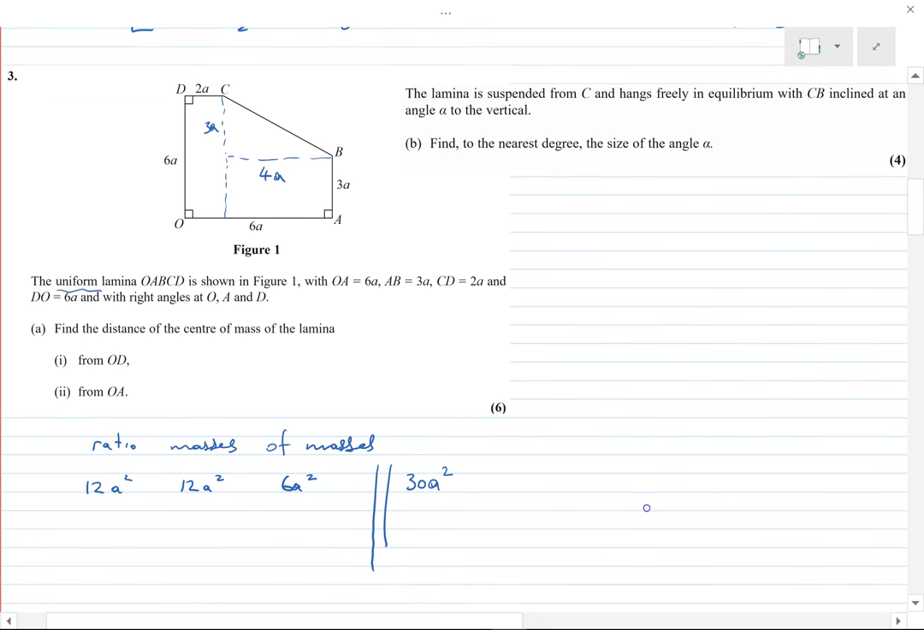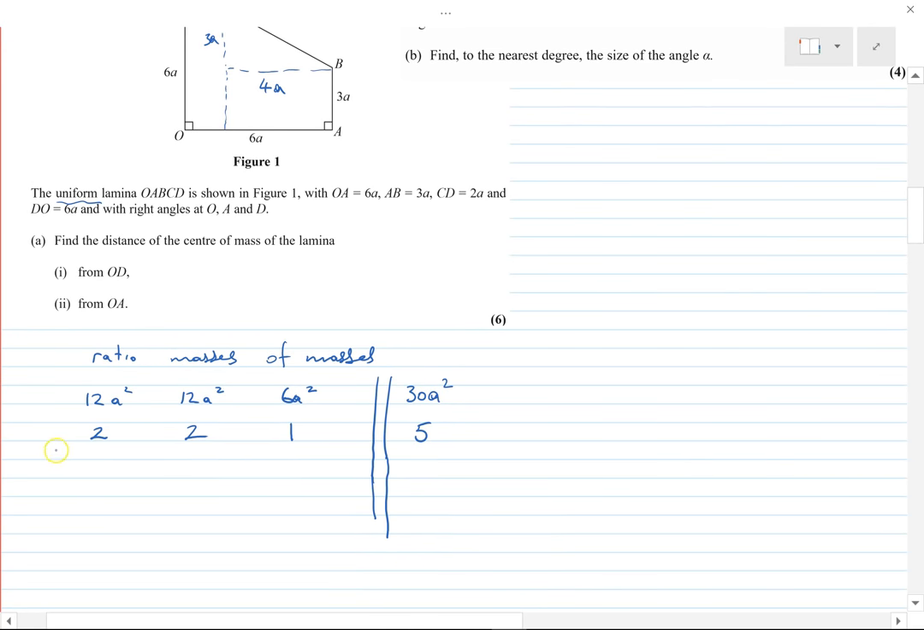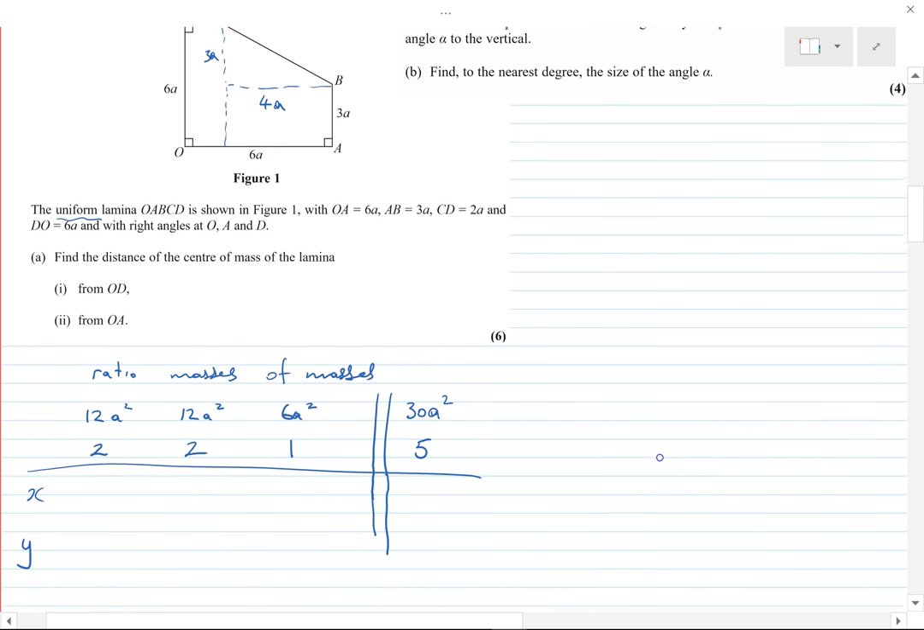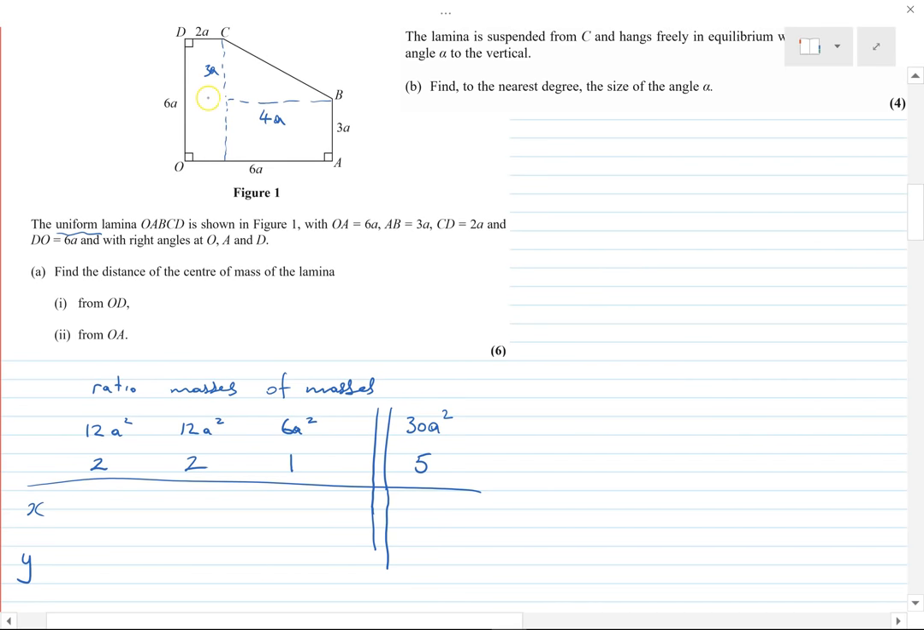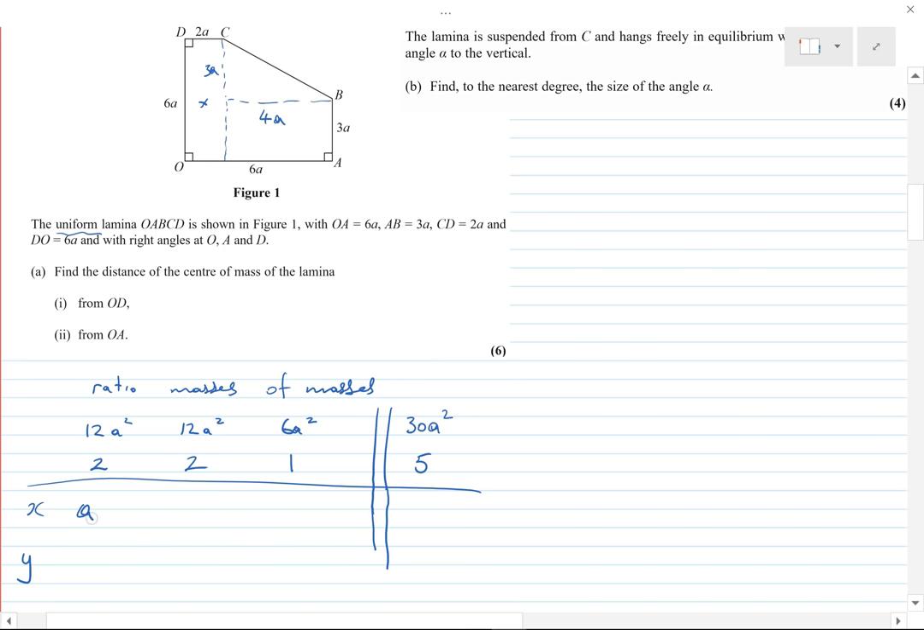Now, if we cancel those down, we can divide through by 6a squared. So we can see that the actual ratio is 2, 2, 1, and 5, simplified down. Okay, so those are the ratio of the masses. Let's look at the x and y coordinates for the centre of mass. Now it's uniform, so the centre of mass of this 12a squared rectangle will be across, well, we've got a distance of 2a from D to C, so that's a. And upwards, we've got a distance of 6a, so that's 3a.